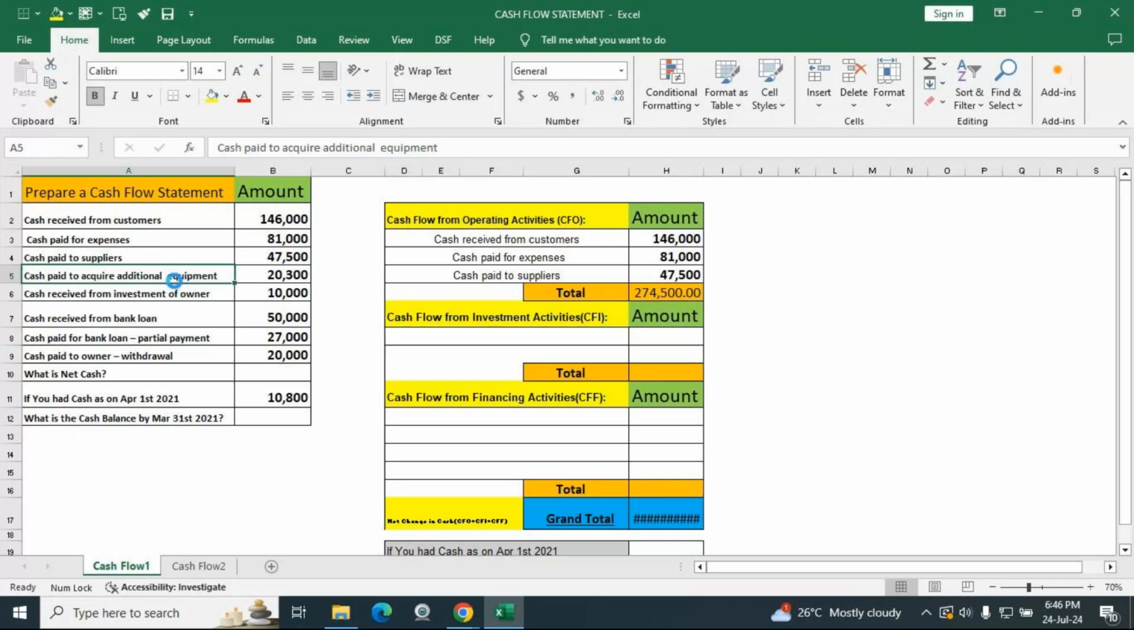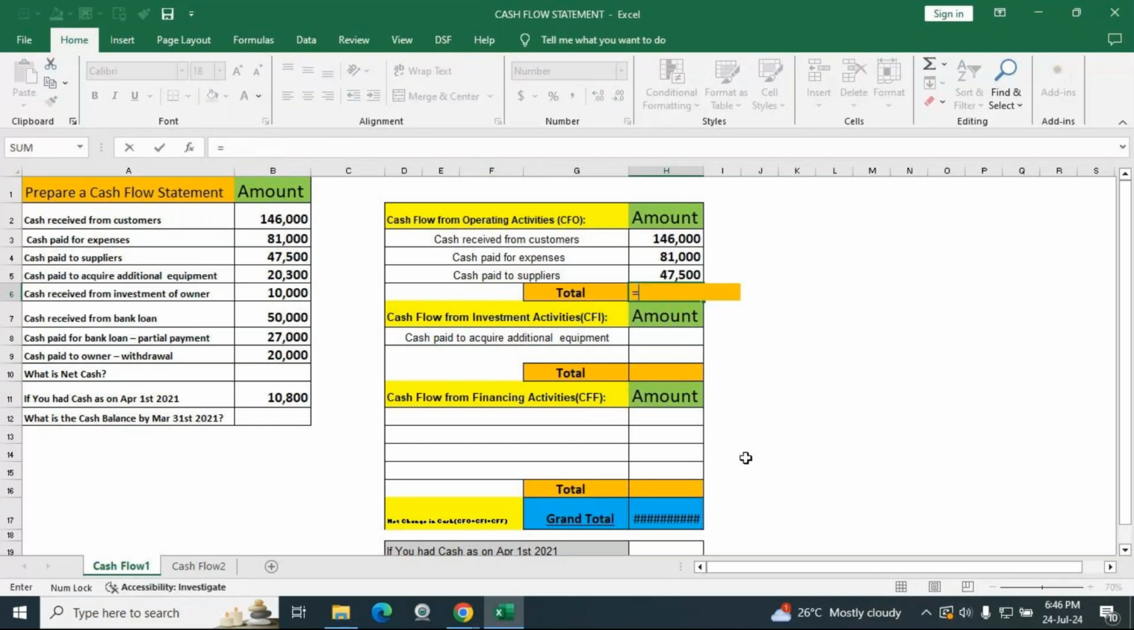So this one should be... Excuse me, ma'am. Yes, ma'am. Cash paid for expenses and cash paid to suppliers should be in subtraction because the cash is an outflow. There is an outflow of cash. So how should I take it here? Equals. So cash received from customer, we should add the 8100 and 4700 500 and subtract it from 1,46,000. Like this. Yes, ma'am. So it is 17,500.